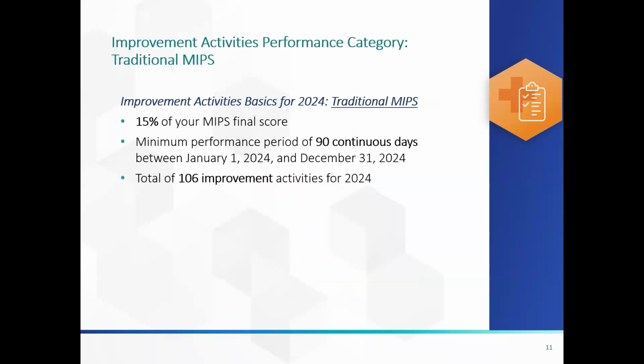The improvement activities performance category has certain requirements for traditional MIPS. The improvement activities performance category will be 15% of your total MIPS final score. The performance period will be a minimum of 90 continuous days between January 2024 and December 31st, 2024. And again, there are a total of 106 improvement activities from which to choose.